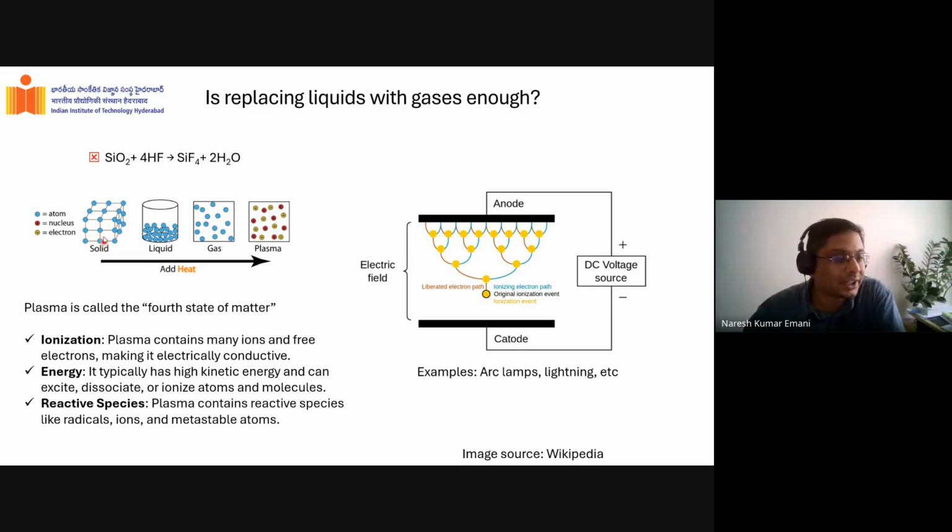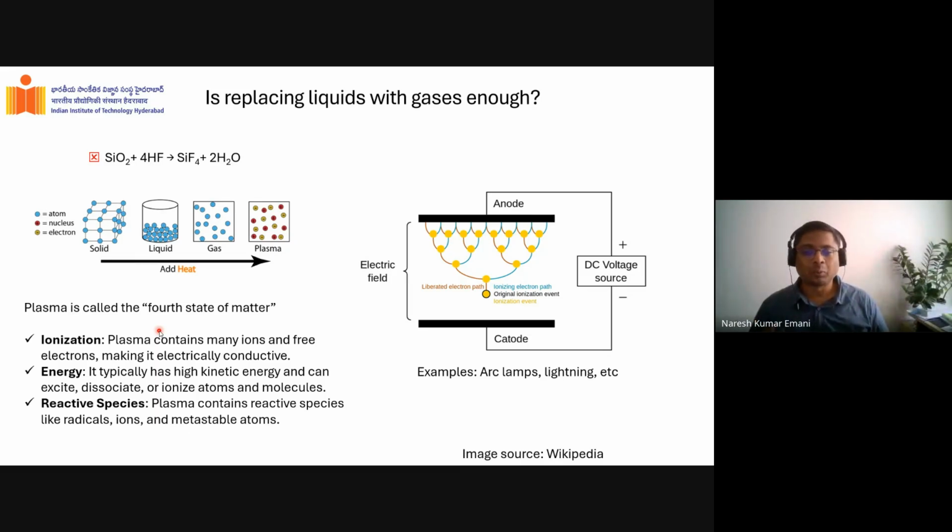Anyway, coming back here, it's not enough to have liquids. You can't simply have gases. You need to create a plasma. A plasma is also sometimes referred to as a fourth state of matter. Just like solid, liquid, gas, we also have plasma. What it essentially means is you ionize molecules or atoms. And then you have these ions and the free electrons, and they can move about. These are typically very highly energetic. So the ions have a large kinetic energy and they end up being much more reactive. There are things like free radicals and so on, which are much more reactive than regular gases.